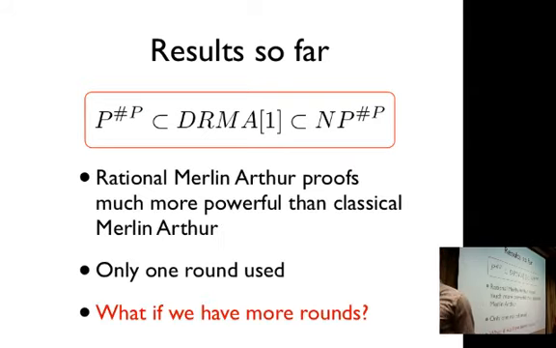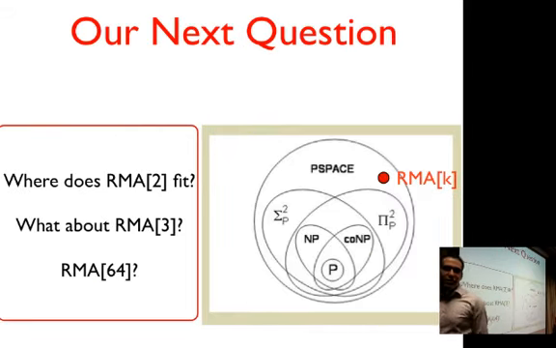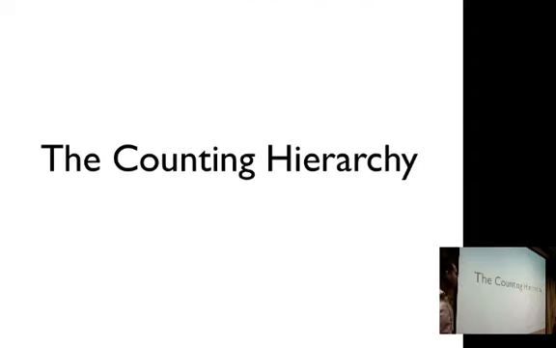And this is only with one round, but I promised you more than one round. Remember, this was the intuition that we would have an interaction and we would generate this transcript. You give me the transcript that maximizes your expected reward, and it better tell me whether this x is in the language or not. So our next question is, what about two rounds or three or 64? Can we do better than these low levels of the polynomial hierarchy with some #P oracle? The answer is we can. We get a very tight characterization of all rational proofs with constantly many rounds, and it's the counting hierarchy.